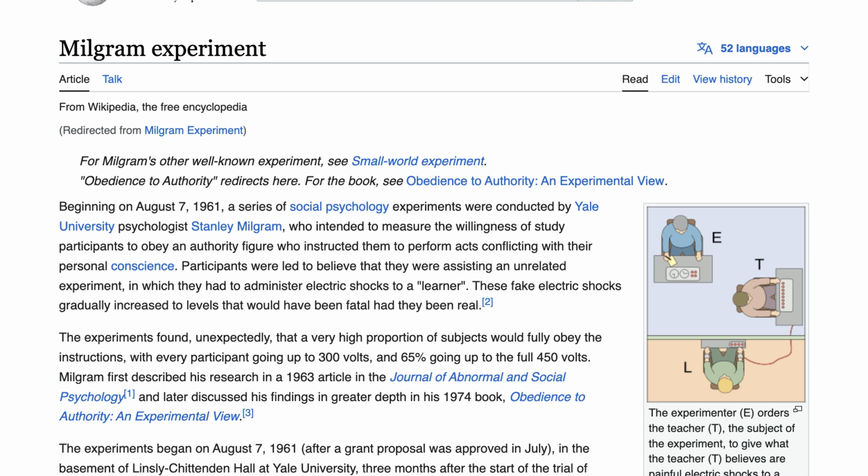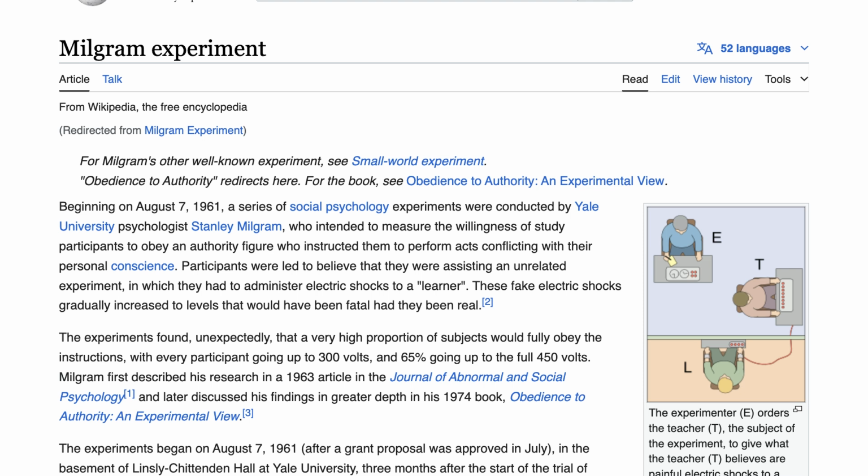The experiments began on August 7, 1961, after a grant proposal was approved in July, in the basement of Linsly-Chittenden Hall at Yale University, 3 months after the start of the trial of German Nazi war criminal Adolf Eichmann in Jerusalem. Milgram devised his psychological study to explain the psychology of genocide and answer the popular contemporary question: could it be that Eichmann and his million accomplices in the Holocaust were just following orders? Could we call them all accomplices?